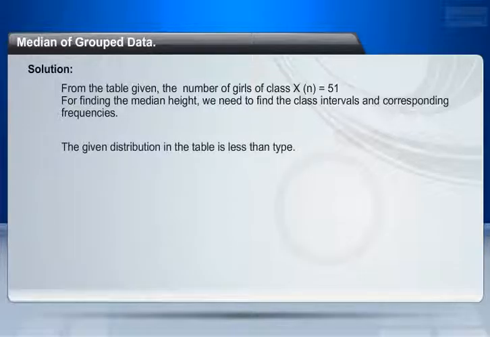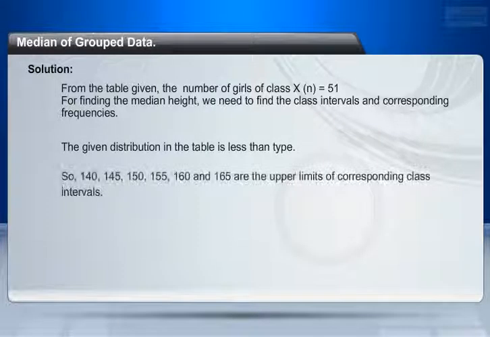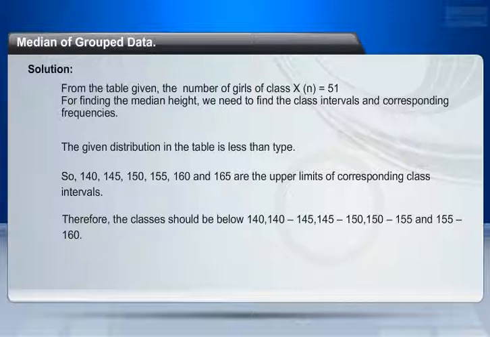The given distribution in the table is of less than type. So, 140, 145, 150, 155, 160 and 165 are the upper limits of corresponding class intervals. Therefore, the classes should be below 140, 140 to 145, 145 to 150, 150 to 155, and 155 to 160.